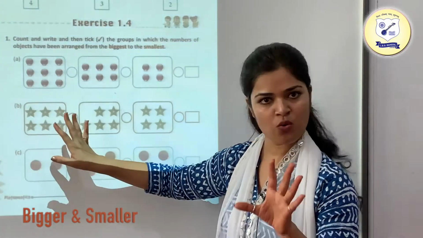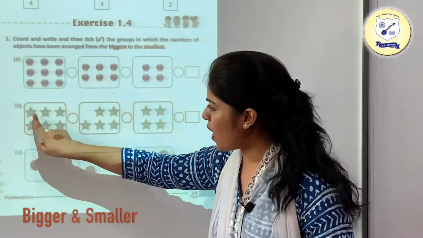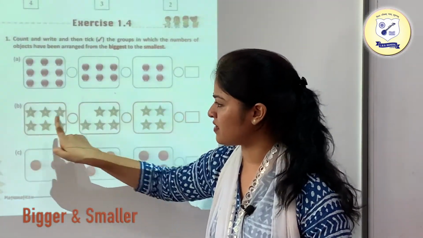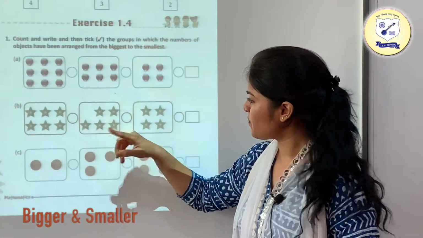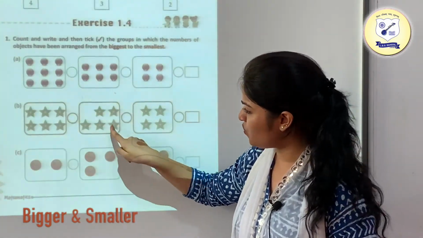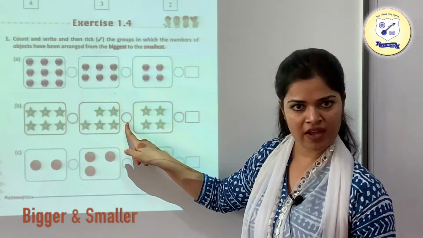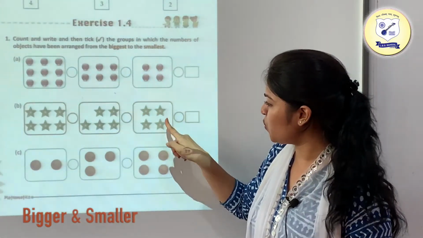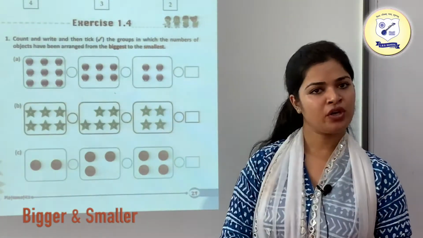We are having, just count down the number of stars in this. 1, 2, 3, 4, 5 and 6. So write down 6 in this circle. After that we are having 1, 2, 3, 4, 5. Write down 5. After that we are having 1, 2, 3 and 4. So we are going to write 4.